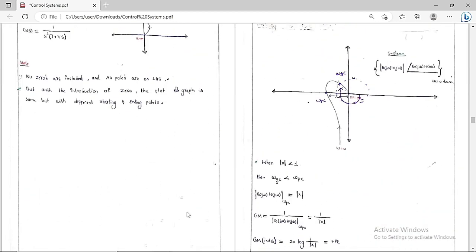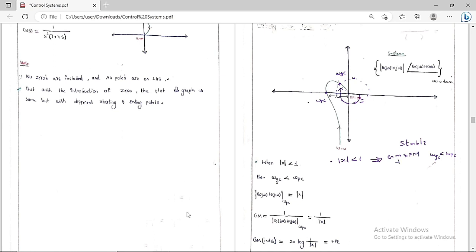So finally, I can give a summary. Listen carefully. Whenever mod X is less than 1, the system is said to be a stable system. Then the gain crossover frequency is lesser than the phase crossover frequency, and the gain margin is positive, and the phase margin is also positive.